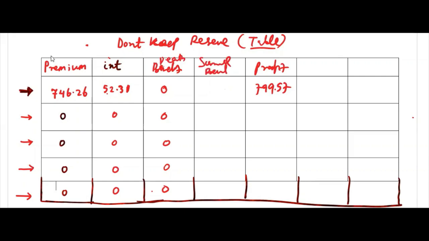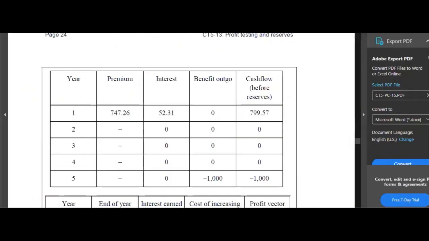In pure endowment, you don't need this table at all. Anyway, no survival benefit in the first year, but there is a survival benefit you have to pay from whatever you have. That will be minus all the time. If you don't write minus here also, you have to subtract. That you need to remember. So you see, finally minus 1000. Okay, 0, 0.